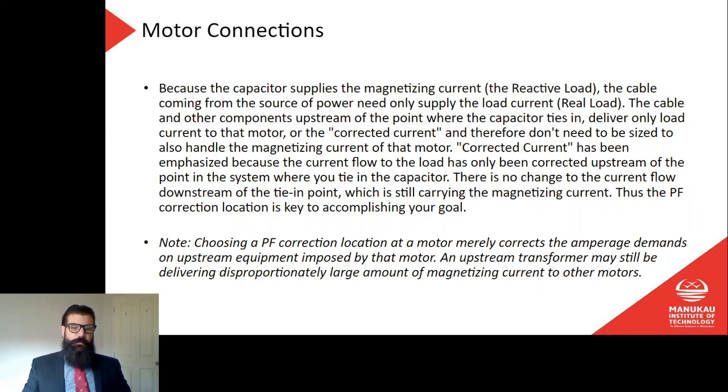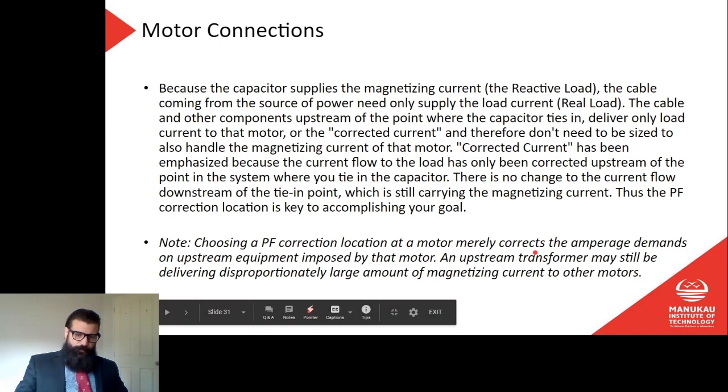Corrected current has been emphasized because the current flow to the load has only been corrected upstream of the point in the system where you tie in the capacitor. So that's back towards the switchboard, back towards the supply. There is no change to the current flow downstream of the tie-in point. So wherever I've put my capacitor down from there, I'm still going to have that additional bad power factor current. Thus, the power factor correction location is key to accomplishing your goal.